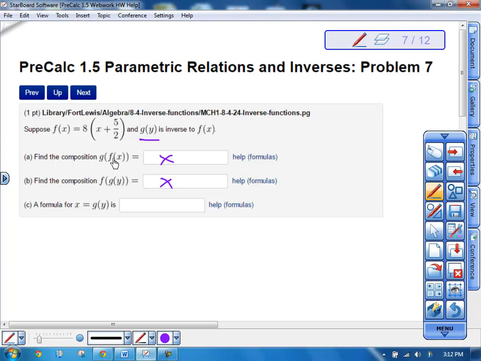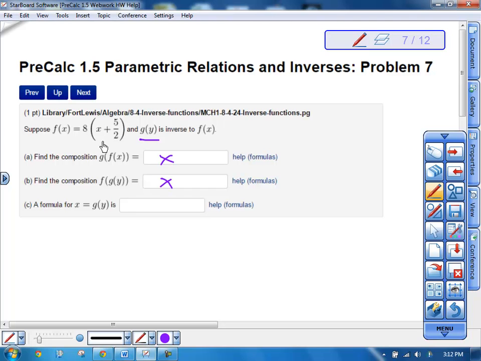If function f adds 3 and multiplies by 5, then g better undo that if g is going to be the inverse. That's what inverses do. They're functions that basically undo one another. So it says find a formula for x equals g of y. Well, that's the inverse formula.